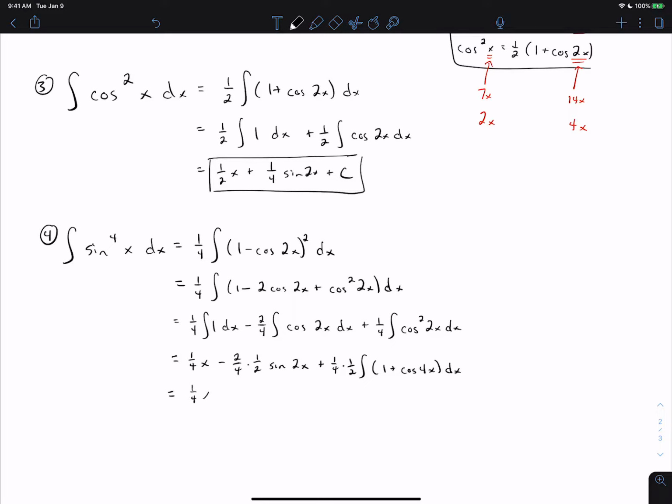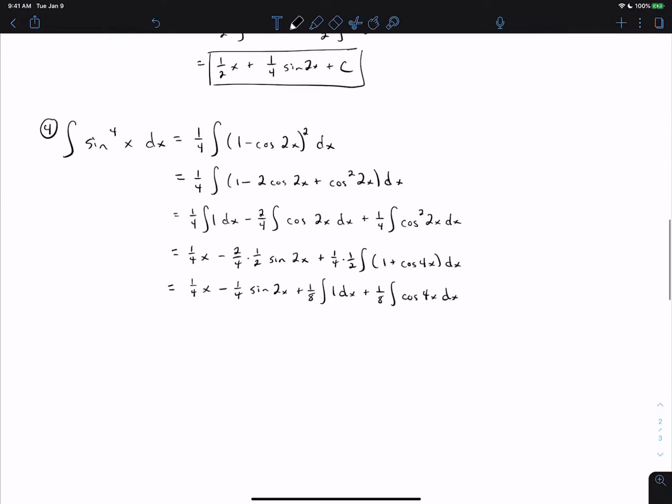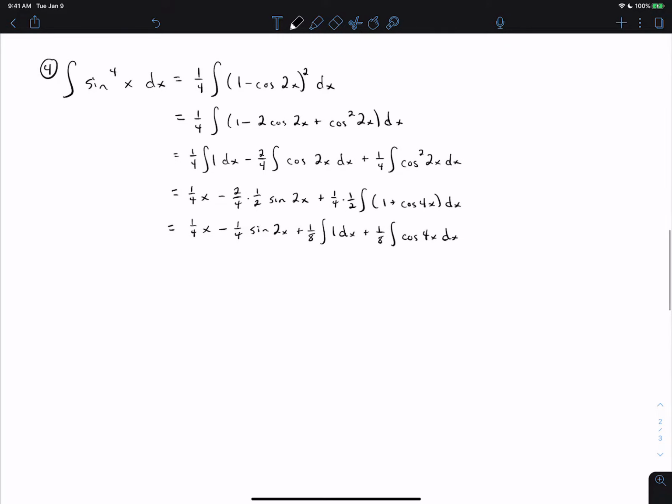Now we're going to simplify this down a little bit and split the last integral into 2 more integrals. So we get 1/4 x minus, here we get 1/4 because it's 1/2 times 1/2. And now we get 1/8 integral of 1 dx plus 1/8 integral of cosine of 4x dx. We're now going to evaluate both of those integrals separately and do some small simplification. So 1/8 integral of 1 dx is 1/8 x.